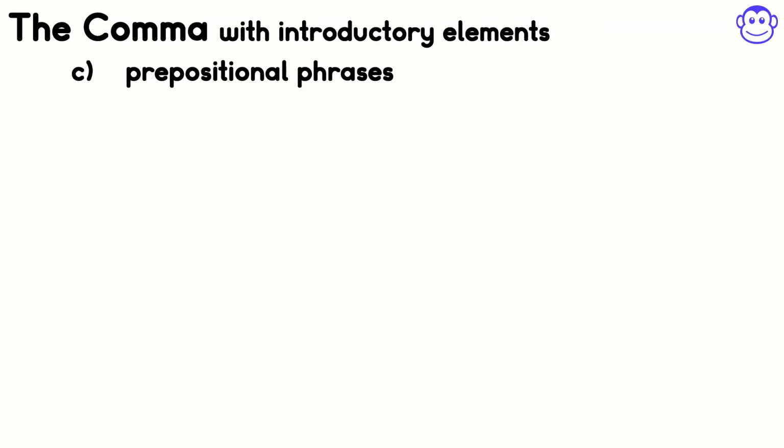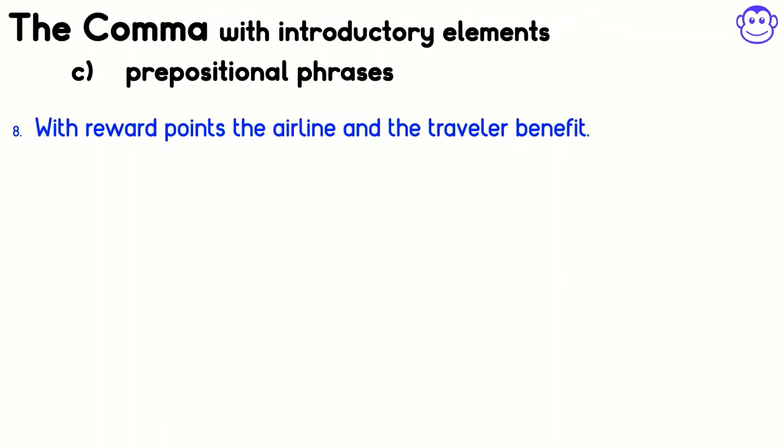Now we will move on to introductory prepositional phrases. With reward points, the airline and the customer benefit. We have a compound subject of airline and traveller sharing the verb benefit. The main clause is preceded by the short prepositional phrase with reward points.